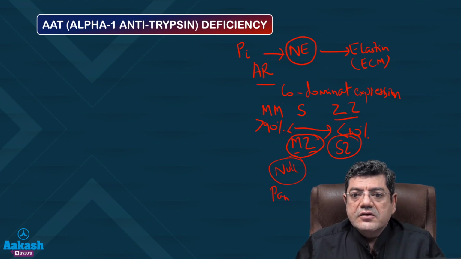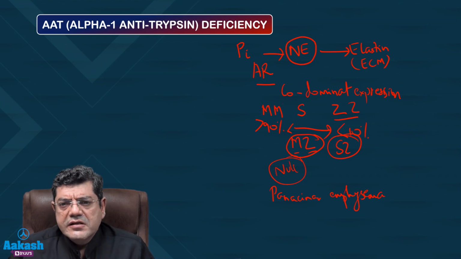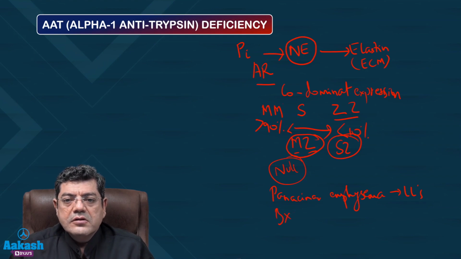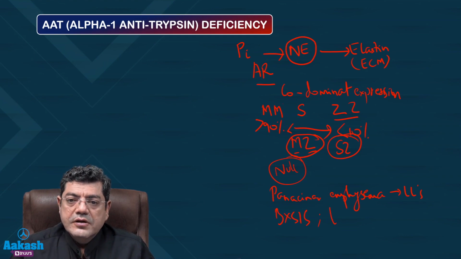One is that it causes pan-acinar emphysema, which we discussed is more prominent in the lower lobes of the lung. It can also predispose to bronchiectasis. It also predisposes to liver cirrhosis.